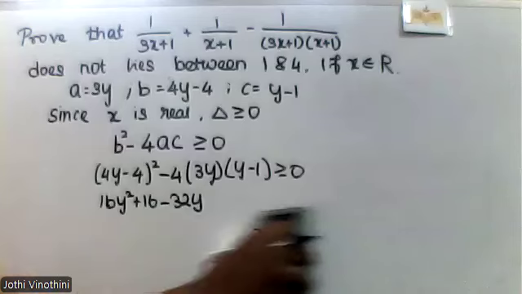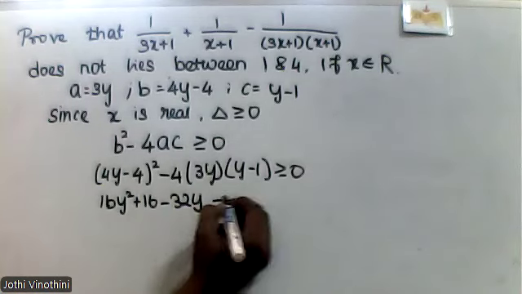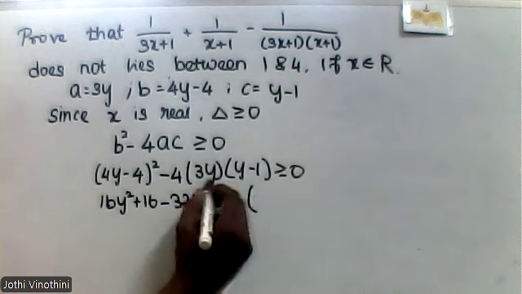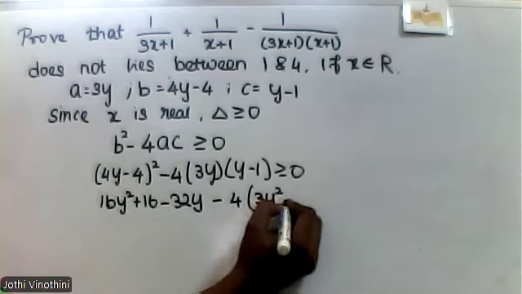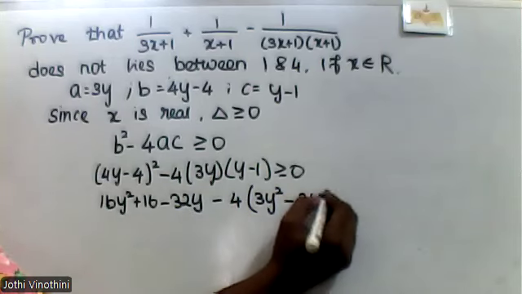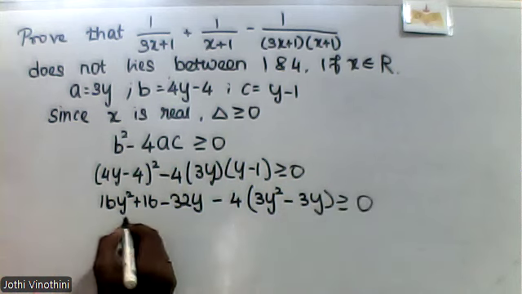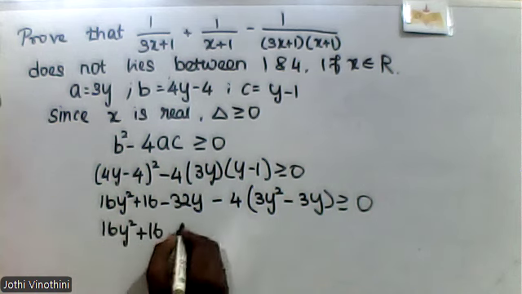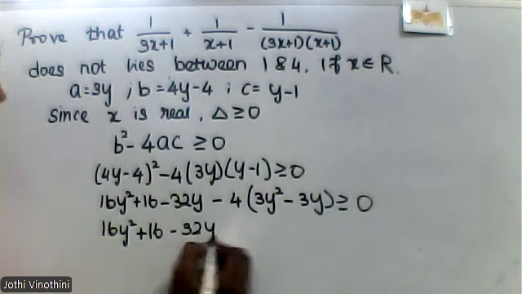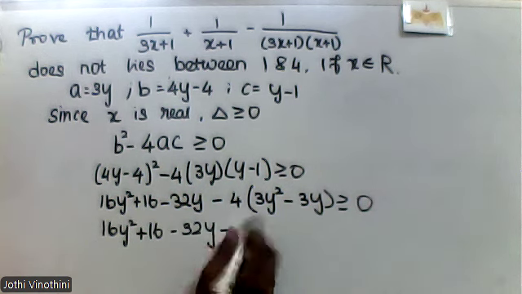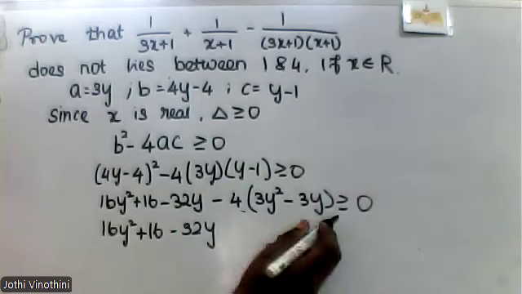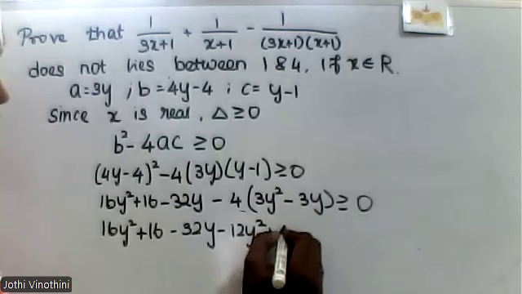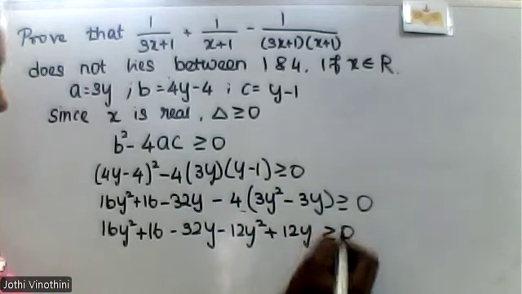See here, I am going to keep 4 as it is, and now I am multiplying 3y with this. So 3y into y is 3y squared, minus 1 into 3y is minus 3y, greater than or equal to 0. I am going to keep these terms as they are: 16y squared plus 16 minus 32y. I am going to take this minus 4 inside, so it will become minus 12y squared, minus into minus plus 12y, greater than or equal to 0.